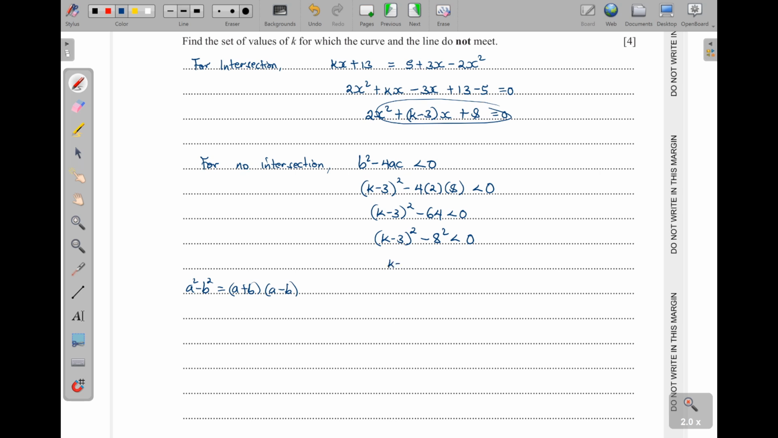My a is k minus 3. So I will add the 8, and then k minus 3, then minus 8, less than 0. So this one will be minus 3 plus 8. That one will give us plus 5. And then this one is minus 11. Then when I equate this one to 0, I will get a negative 5. When I get this one to 0, I get 11. So these are my boundary lines, or what we call the critical points.